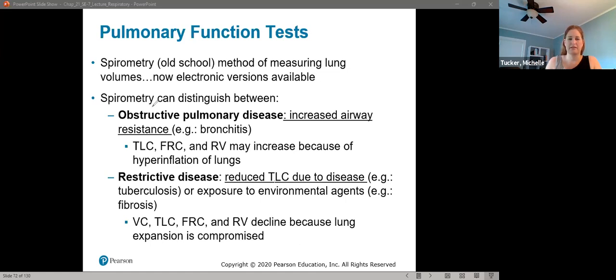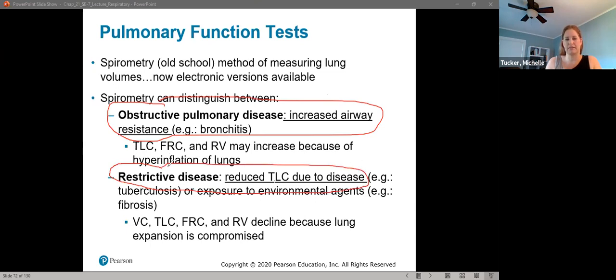For this slide, you should be able to identify that obstructive pulmonary disease is due to increased airway resistance, and restrictive disease is defined as a reduced total lung capacity.